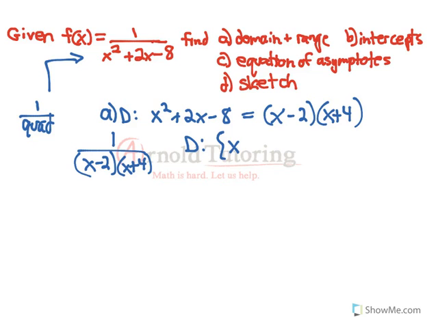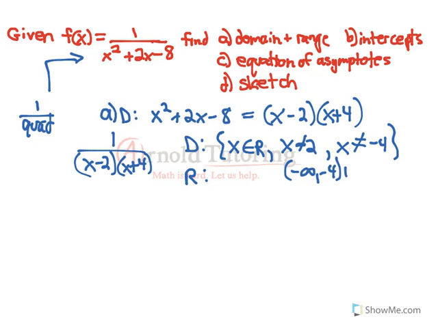x is an element of the reals, comma, x is unequal to 2, and x is unequal to negative 4. These are the two values that x cannot be, otherwise we can put any single x value in there. Great, domain is done. If you wanted this in interval notation, it would be negative infinity to negative 4, round bracket, union with negative 4 to 2, round bracket, union with 2 to infinity, depending on what form you wanted it in.